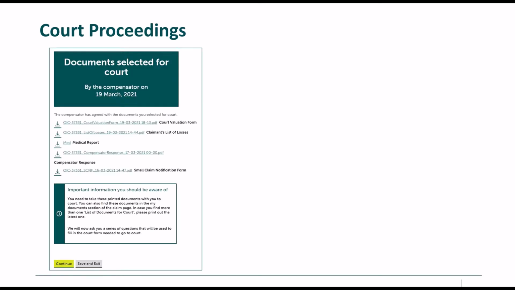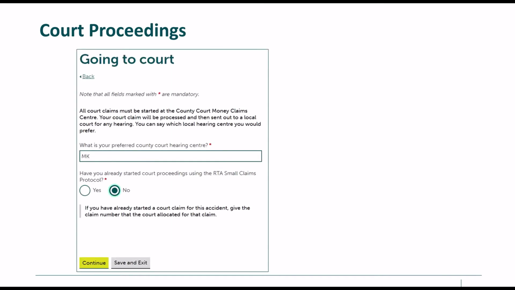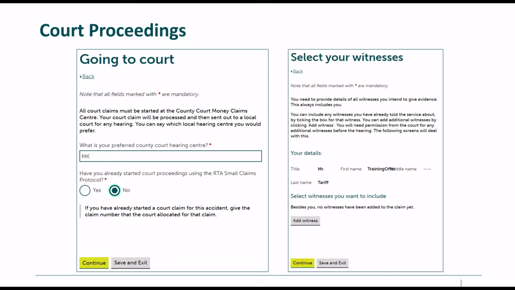Now the customer is advised to print the documents that they've selected to take them to court with them on the day. The customer is then asked if they have the defendant's address where this has not already been provided. If this cannot be provided, the defendant will show as the compensator organisation name on all of the documents. The customer is now asked to advise where their preferred county court hearing centre is, and also to provide any witnesses of the accident and their details.